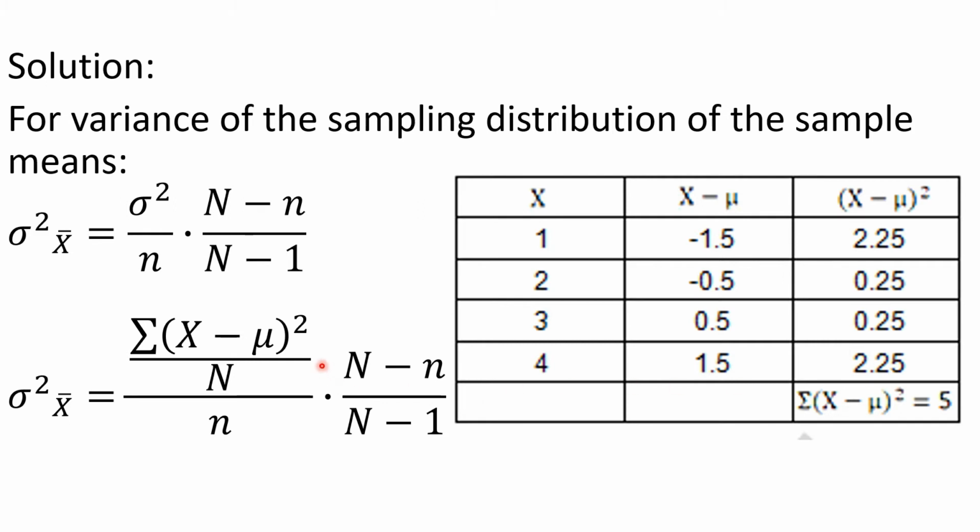Then what does the formula tell us to do? To get the sum of all these values. So we will get the sum of these values, get their total, and that is equal to 5.